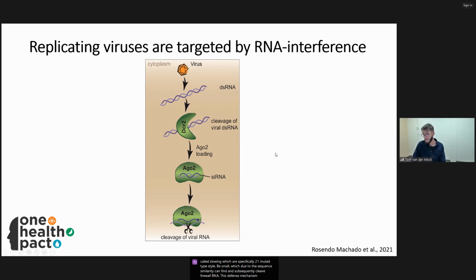This defense mechanism seems to be very broadly effective, and therefore small RNA-seq works on detecting these 21 nucleotide sequences and finding actively replicating viruses through this method.